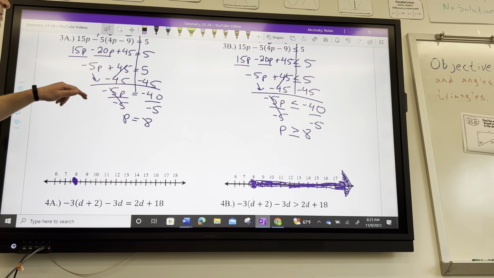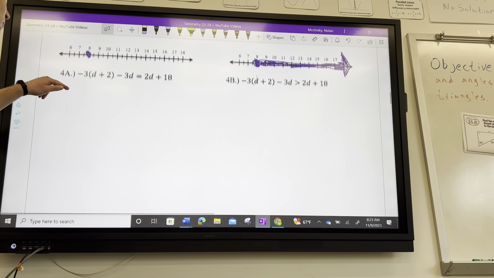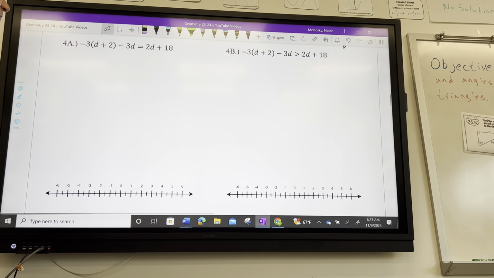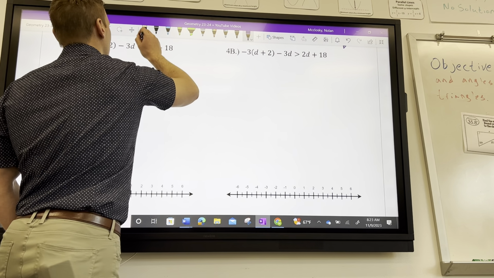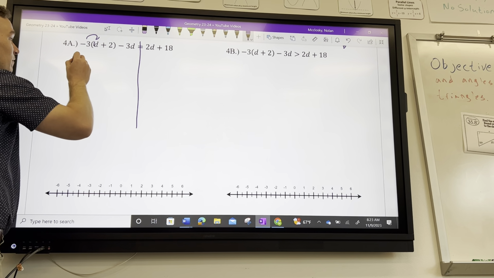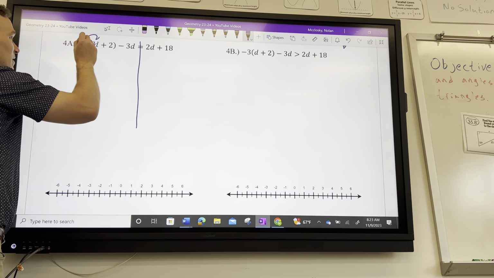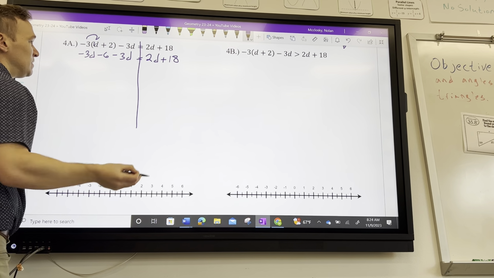All right, last two here, 4a and 4b. It's important to remember when you divide both sides by a negative number at the end, you have to flip the inequality sign. If it is positive, the inequality sign stays the same. This one is just an equal sign, so we're solving an equation just like normal. You do negative 3 times 1, that's negative 3d. Negative 3 times 2, that's negative 6. The minus 3d drops. Everything on the right side drops because there's no parentheses over there.